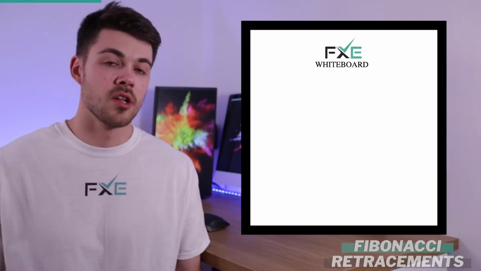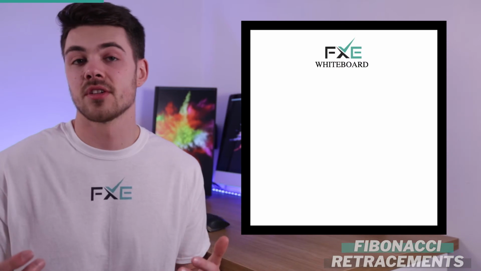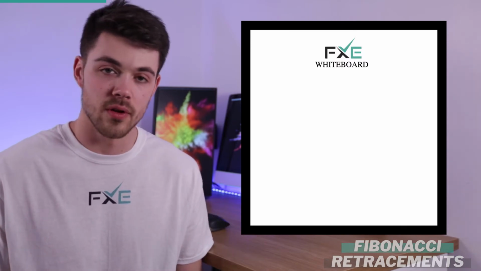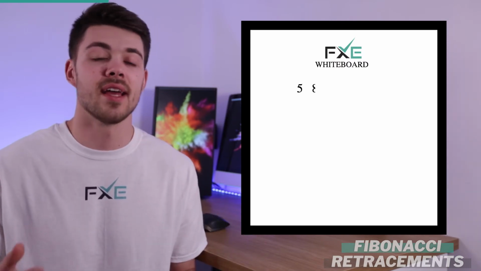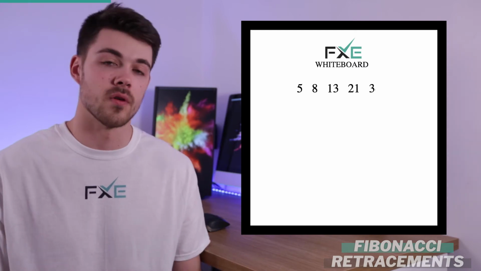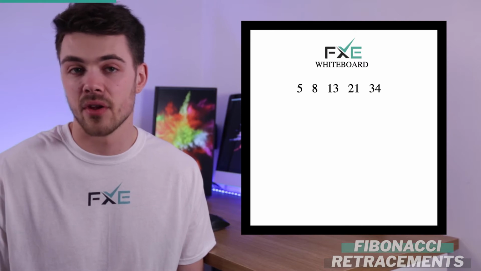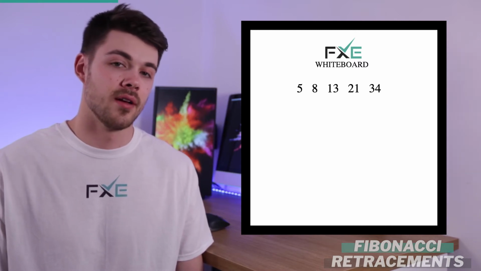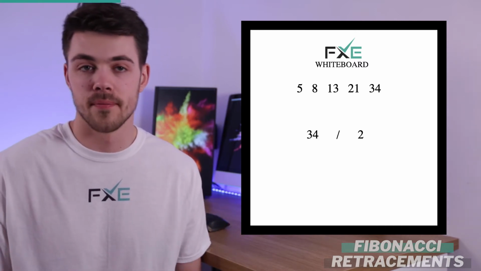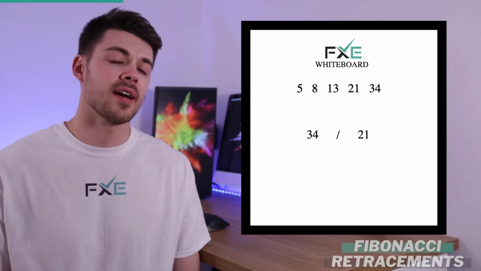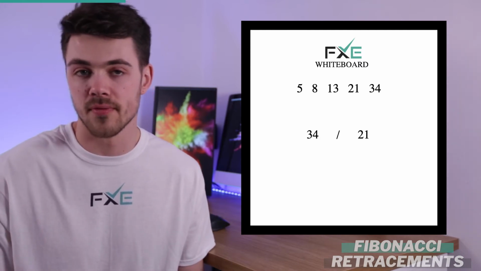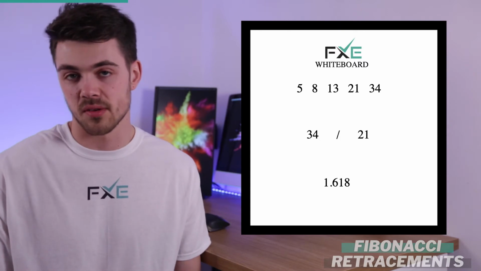Let's take a look at an example of this on the FXE whiteboard, which should be on the screen right now. So as you can see, I've taken an extract from the Fibonacci sequence and added it to the FXE whiteboard. Here you can see the numbers 5, 8, 13, 21 and 34. These numbers have a pretty special relationship, and that relationship can be found when you take the numbers and divide them. Let's take 34 and 21. If you divide those numbers, we can find what's called the golden ratio as mentioned before, which is roughly 1.618.